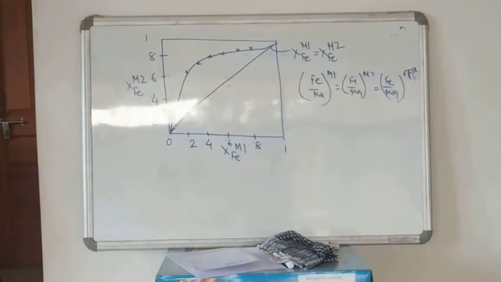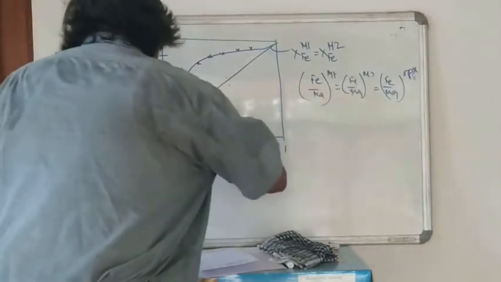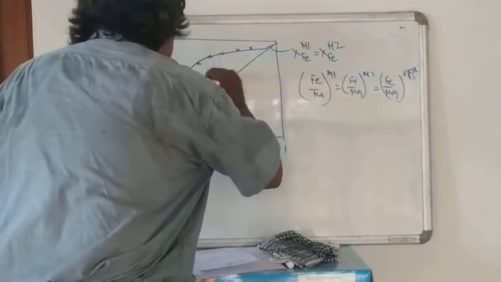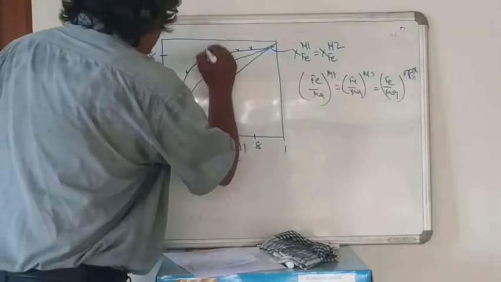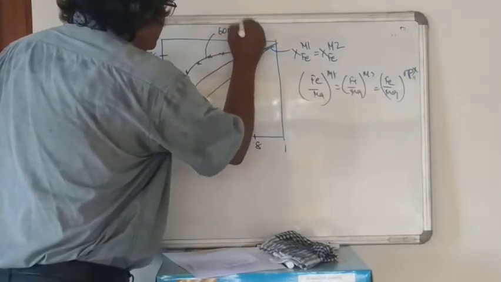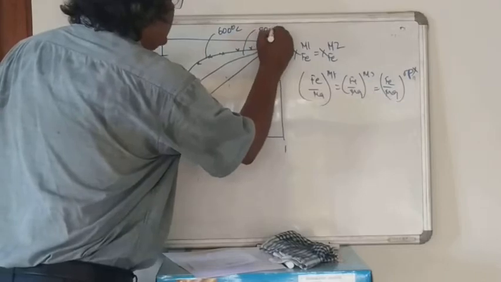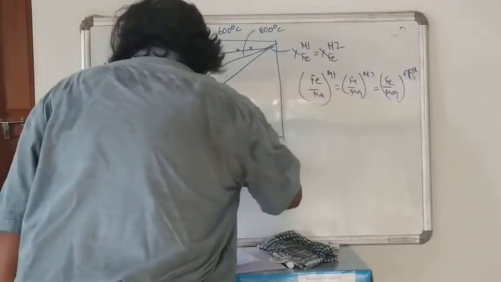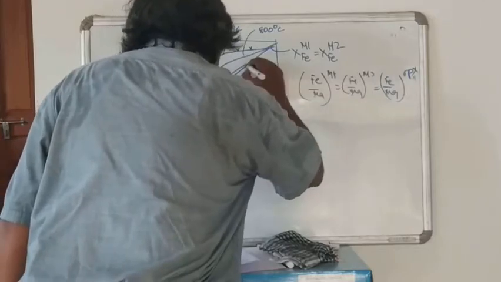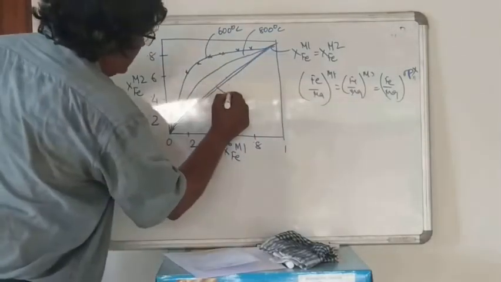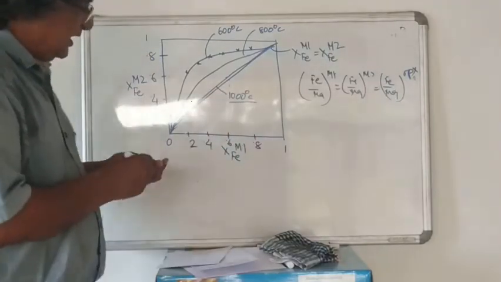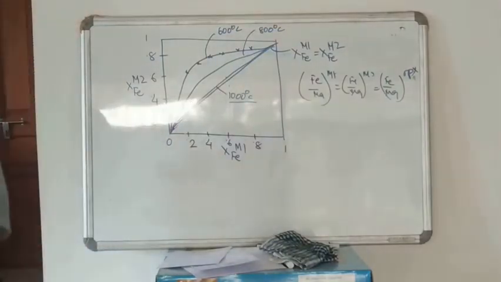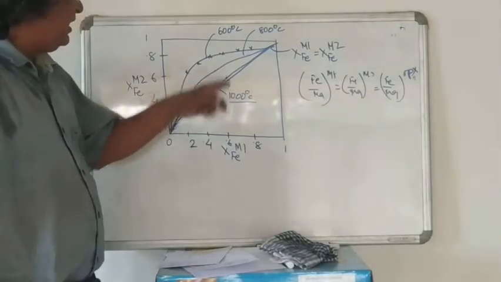Say, this is the data at 600 degrees centigrade. If you go to 800 degrees centigrade, I'm only drawing a few lines. It's 800 degrees centigrade. This would be 600 degrees centigrade. This would be 800 degrees centigrade. And this would be here, say, 1000 degrees centigrade. Let's say this is experimental. We've got it here, say this is 1000 degree, 800 degree.